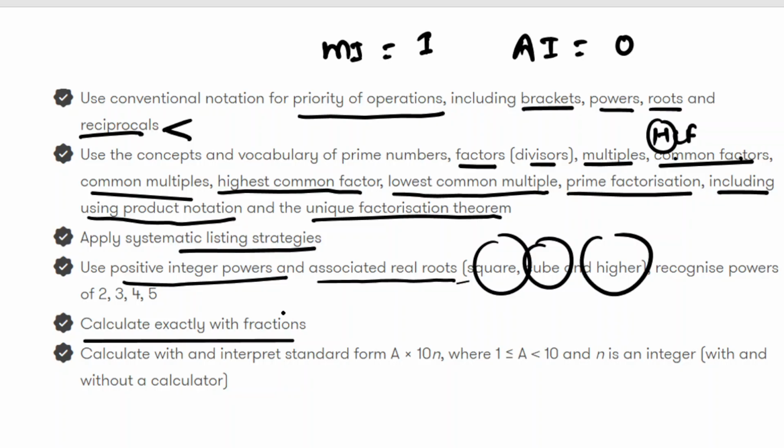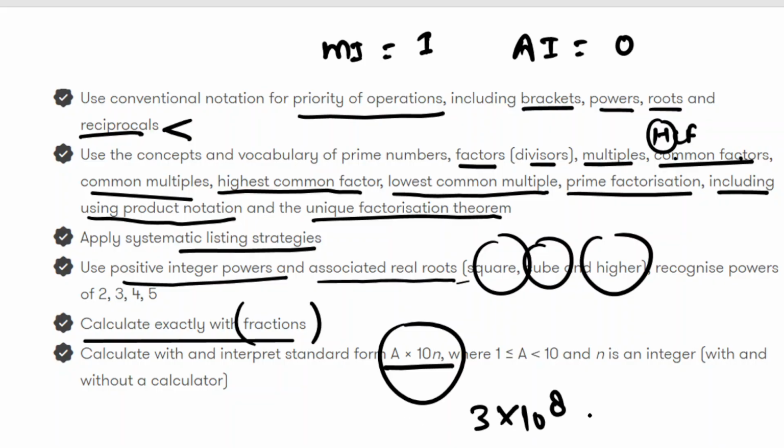Calculate exactly with fractions. Again, fractions. I told you previously also: focus on fractions. Calculate with and interpret standard form. For example, 3 times 10 to the power 8 meters per second. Let's see if you know what this value represents.